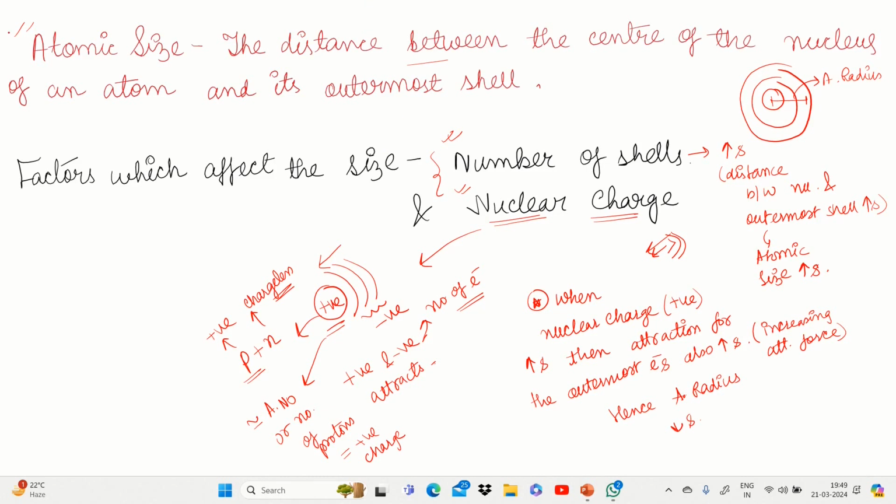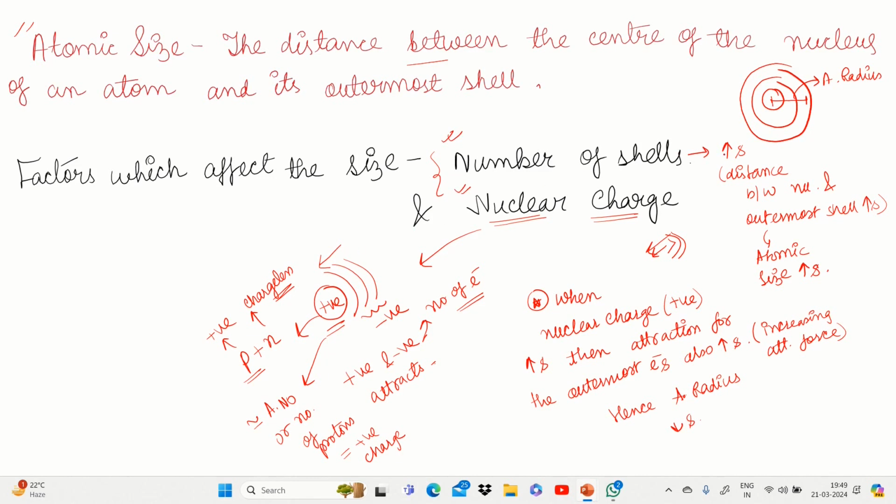Our first periodic property is atomic size. This is the distance between the center of the nucleus of an atom and its outermost shell. If I draw a nucleus and the shells, then the distance from the nucleus to the outermost shell is the radius. This is our atomic radius. Now, there are some factors on which it depends: number of shells and nuclear charge.